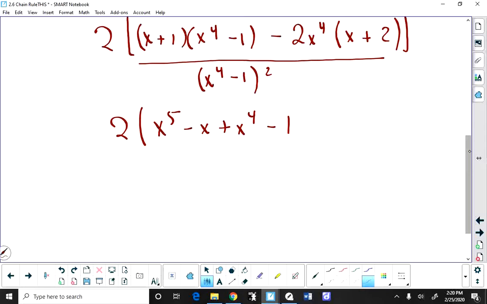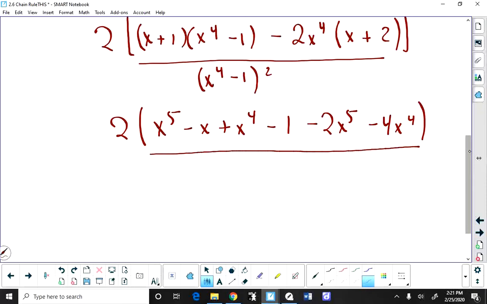All right. Then I have minus 2x to the 4. I'm really not liking the looks of this. No, 2x to the 5. Minus 4x to the 4. Are we okay with that?